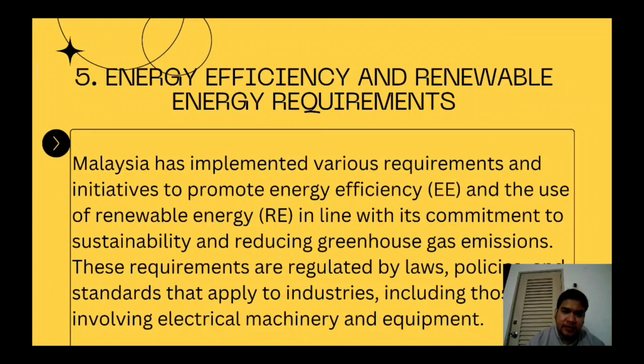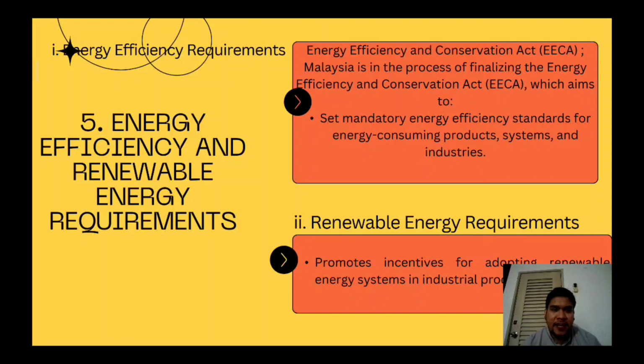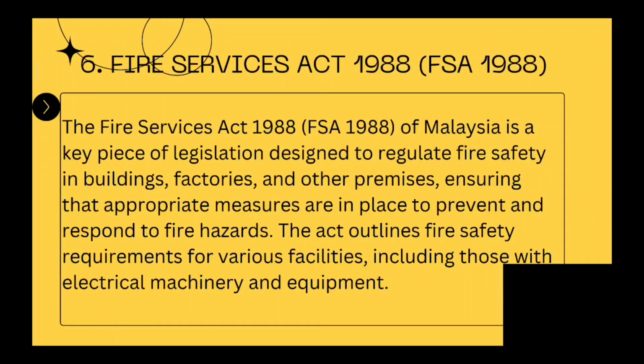Malaysia has implemented various requirements and initiatives to promote energy efficiency and the use of renewable energy in line with its commitment to sustainability and reducing greenhouse gas emissions. These requirements are regulated by laws, policies and standards that apply to industries, including those involving electrical machinery. Energy efficiency requirements: the Energy Efficiency and Conservation Act. Malaysia is in the process of finalizing this Act, which aims to set mandatory energy efficiency standards for energy consuming products, systems and industries. Renewable energy requirements aim to promote incentives for adopting renewable energy systems in industrial processes.